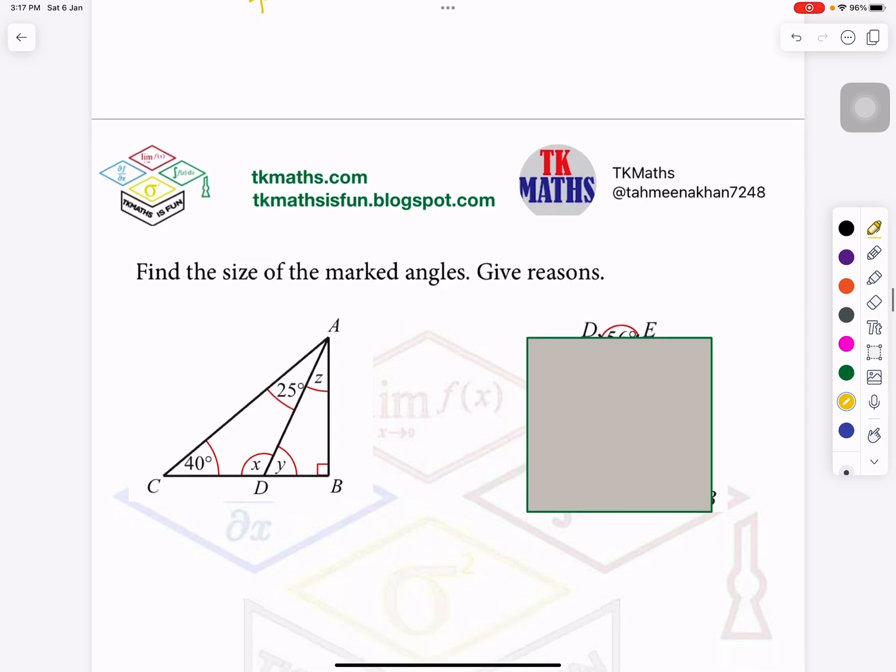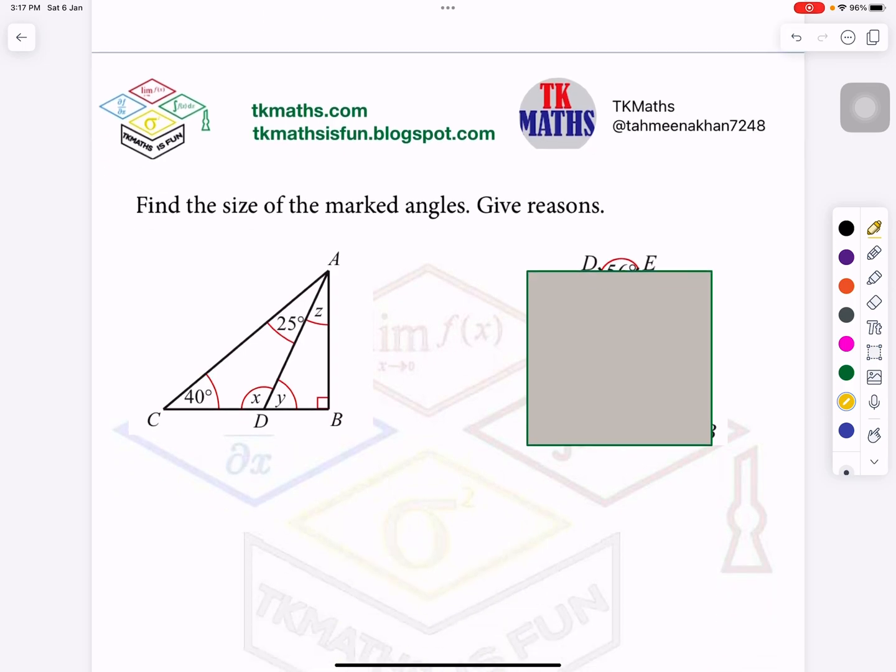Let's solve this question. The properties you have learned, think about it. If I look at the triangle ABD, this one, I can't, because I know only one angle, which is 90 degrees. So this will not help me. So I have to solve it differently. Okay.